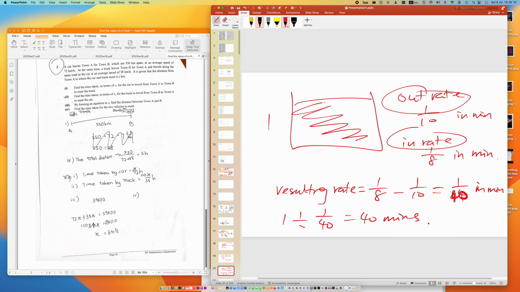Is the first answer 40? I think so. Okay. Then calculate the amount of water wasted if the capacity of the bathtub is approximately 500 liters.